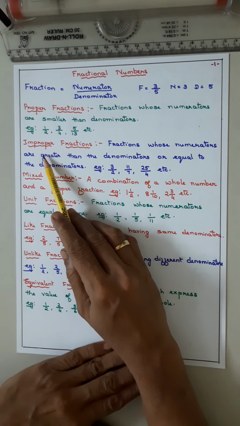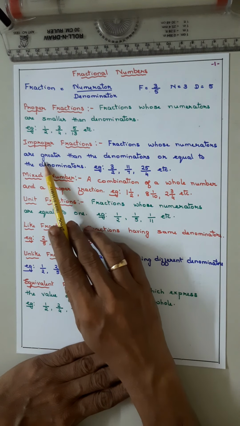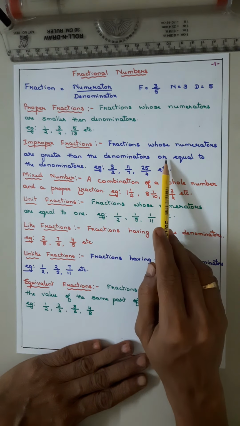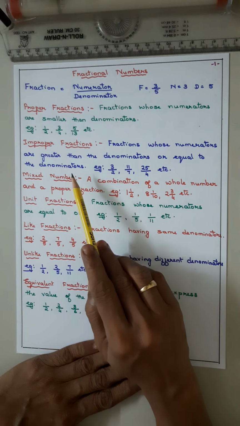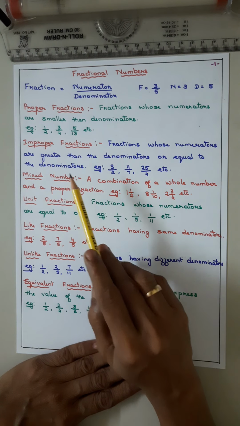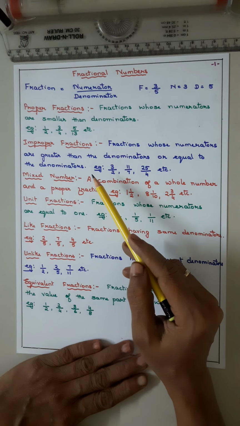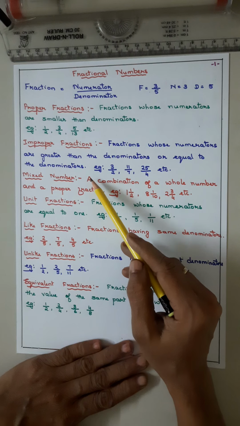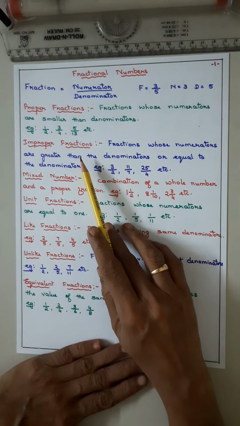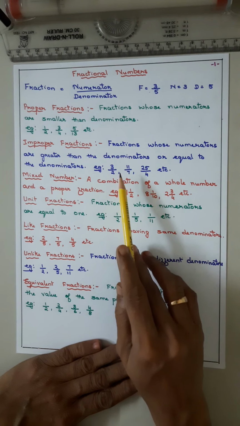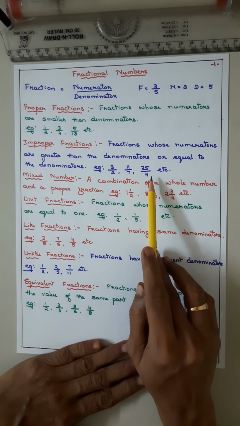Now coming to improper fractions. The fractions whose numerators are greater than the denominators or equal to the denominators are called improper fractions. Meaning, the numerator will be bigger, or else equal. The numerator is greater than the denominator, or else equal, only then we call it an improper fraction. For example 3 by 2, 11 by 7, 25 by 4.